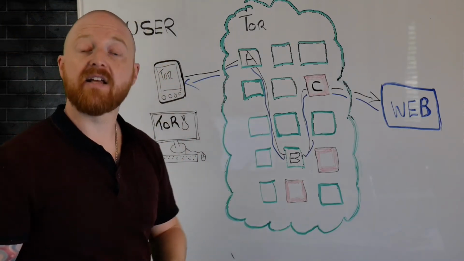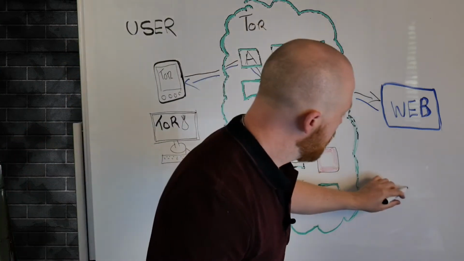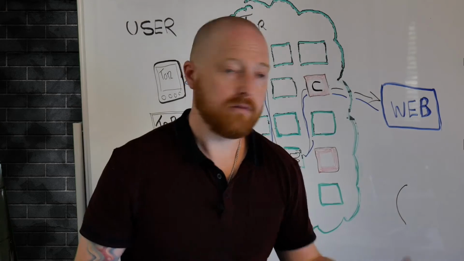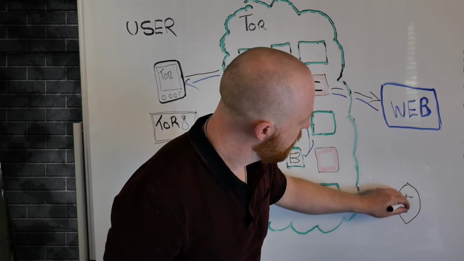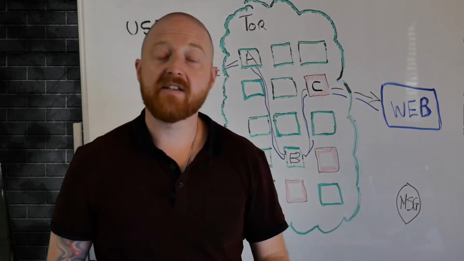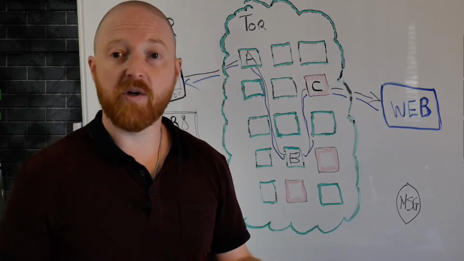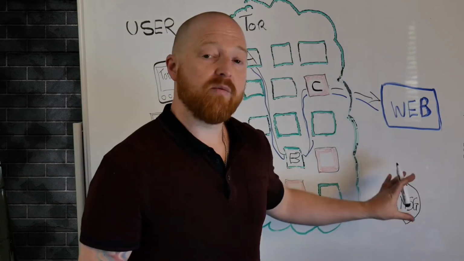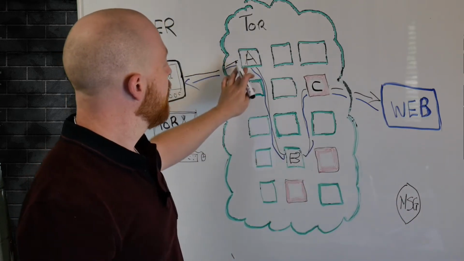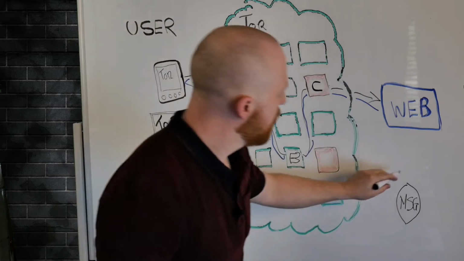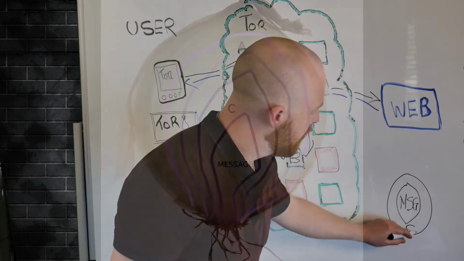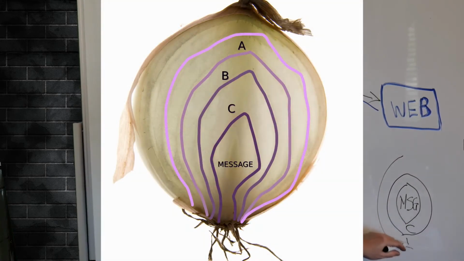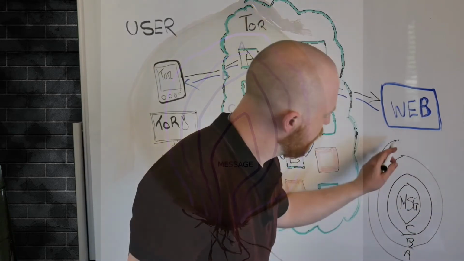When our client's getting its message ready, it makes an onion. In the center of the onion is the message. In this case, this message is to return a website for us. Our client will prepare this message by encrypting it 3 times. So we're going to have 3 layers. The first layer is going to be C. The second will be B. And the first will be A.